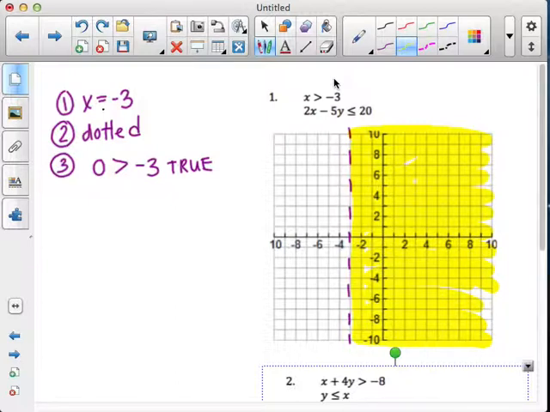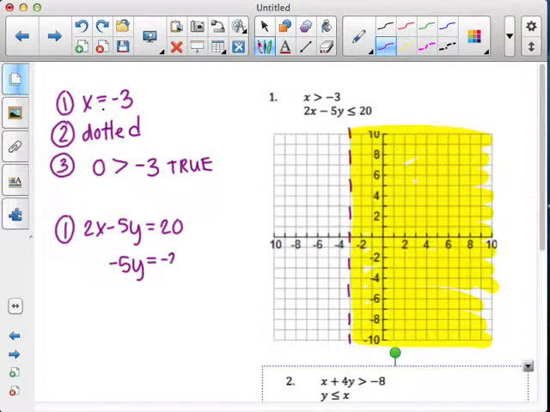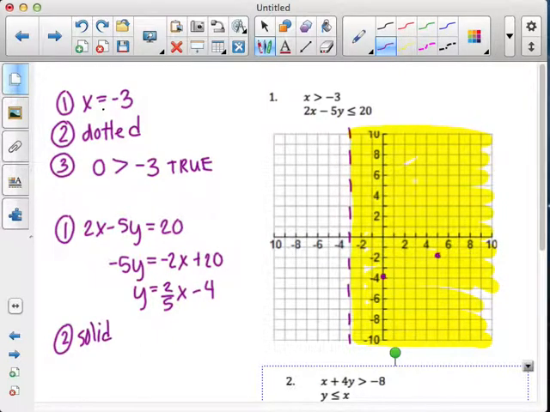All right, so the second line here, I'm going to graph it as if it's an equality. So 2x minus 5y equals 20. So I get -5y equals -2x plus 20. Divide by -5, and I get y equals 2 over 5x minus 4. So I'm going to come over here. I'm going to plot my -4 y-intercept, up to 1, 2, 3, 4, 5. This is going to be a solid line because of the or equal to. And now I'm just going to connect these.